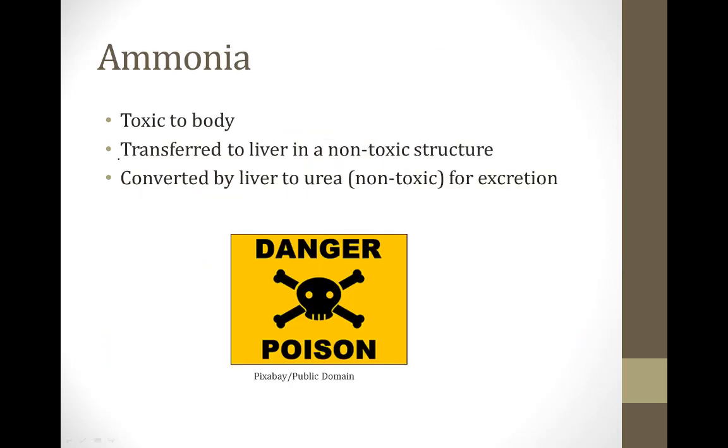The problem with this metabolic pathway is that ammonia is toxic to the body, specifically toxic to the brain. We'll talk more about that later. So it needs to be transferred to the liver in a non-toxic structure, and then once it gets to the liver it is going to be converted to urea, which is a non-toxic molecule that can be excreted by the kidneys.